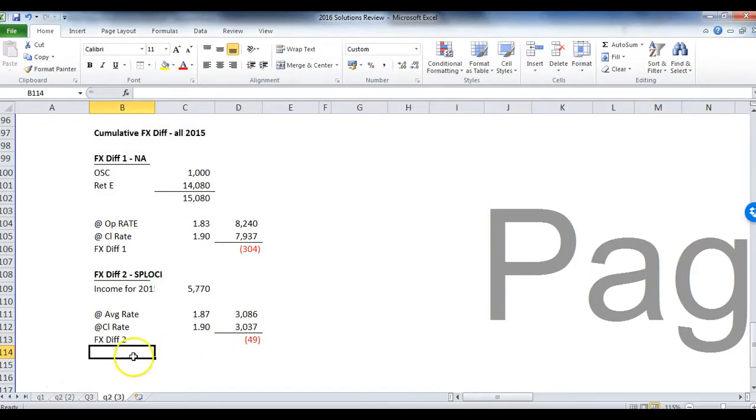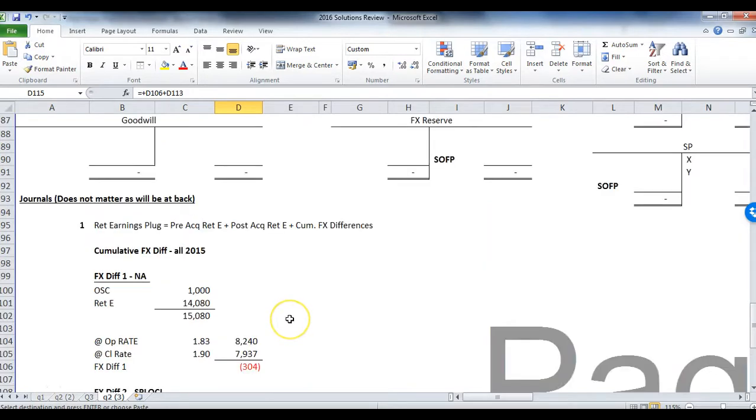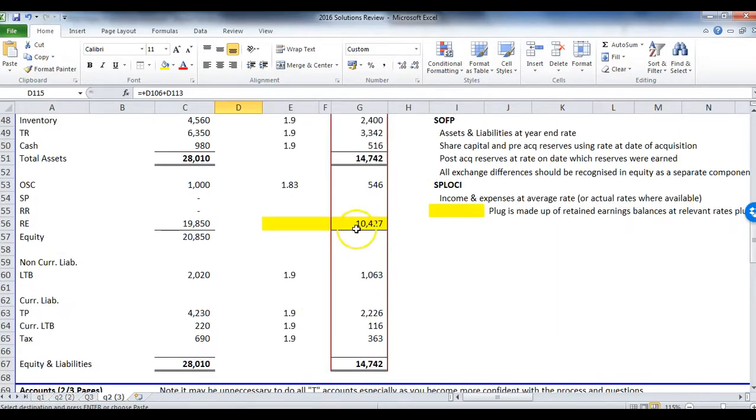So what we're saying here now is the total cumulative FX differences, total FX difference 1 and 2, will be 304 plus 49. So the total differences are 352. And the key point being here then is that that 352 loss is embedded in this 10427. So that's part of that plug figure that's taken in.